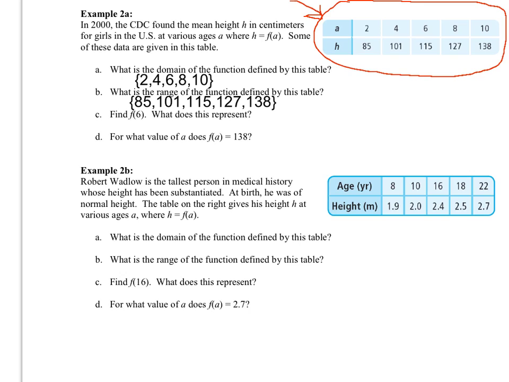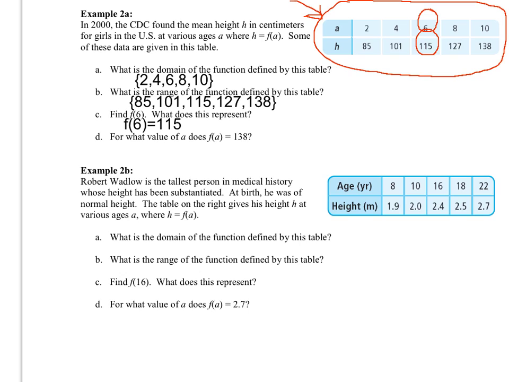And you can see how I wrote them with the brace and then listed all the numbers and then ended with the brace. Part C, it says find f of 6. What does this represent? If we look at our chart, f of 6, we're going to go in at the A value of 6, and we come out with a 115. And I'll show you how you're going to write that. What that represents is at age 6, because those A's stand for ages, girls in the U.S. have an average height of 115 centimeters. And that's how you would show it. f of 6 equals 115.